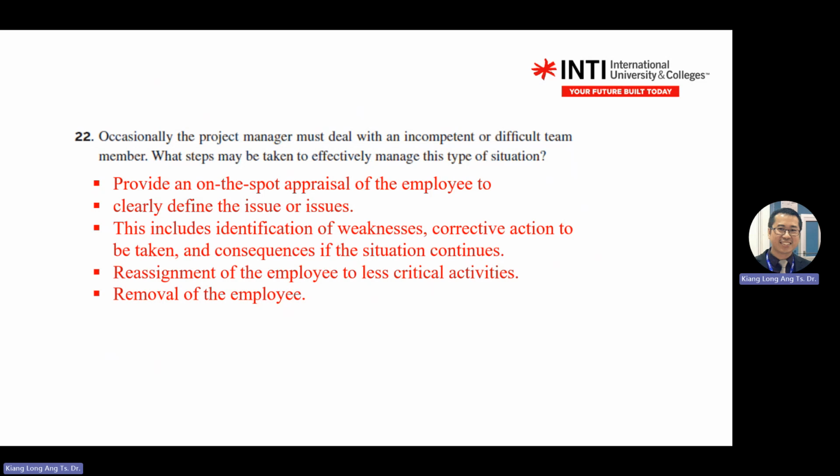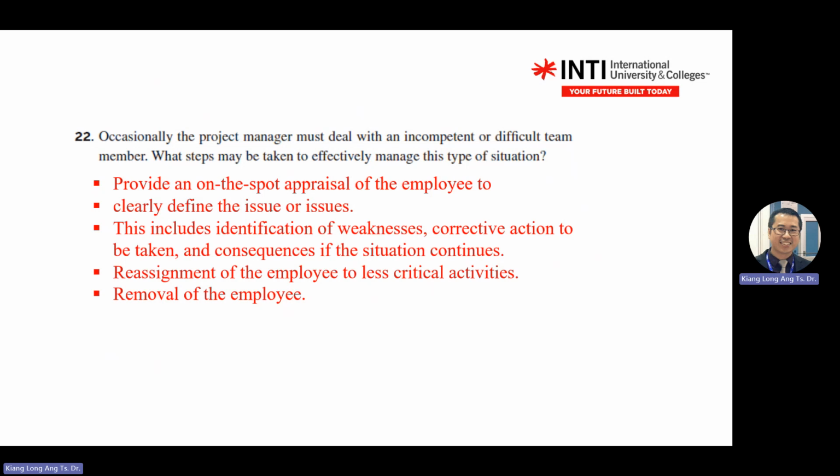Reassignment of the employee to less critical activities. So if you really cannot solve it, then a better word in HR is called reassignment. You don't actually, you kick this person out, but you don't write kick out this person in the answer. You use a better word, reassignment. Okay, don't use kick out in your final exam answer. Use reassignment of employee to less important or less critical activities, or as the last resort, you remove them.